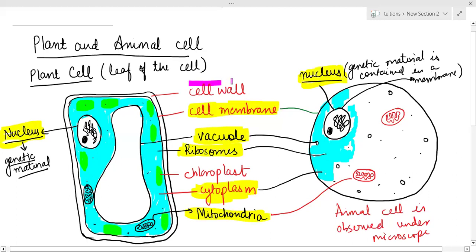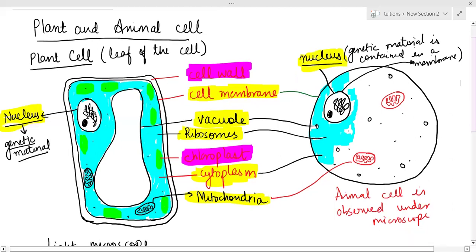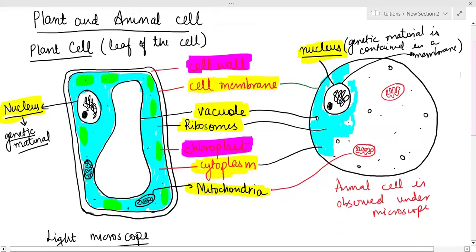Whereas we saw that this particular cell wall as well as the chloroplast is only associated with the plant cell. So the presence of cell wall or chloroplast are the defining features which can be used to differentiate between a plant and an animal cell. I hope that is clear. Let's have a look. You can have a closer look at them.